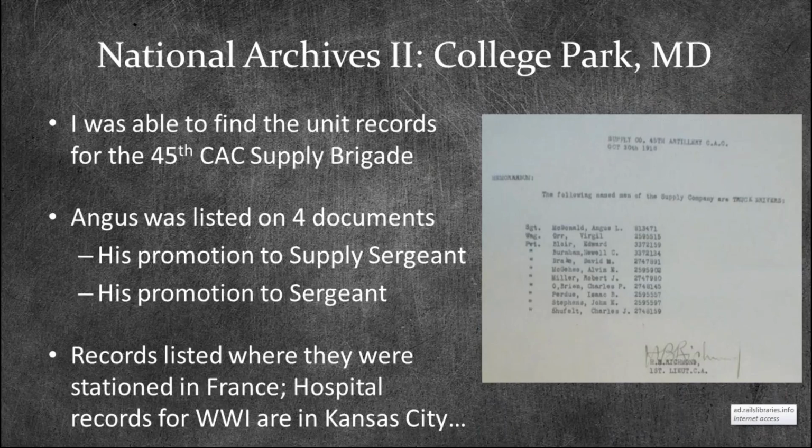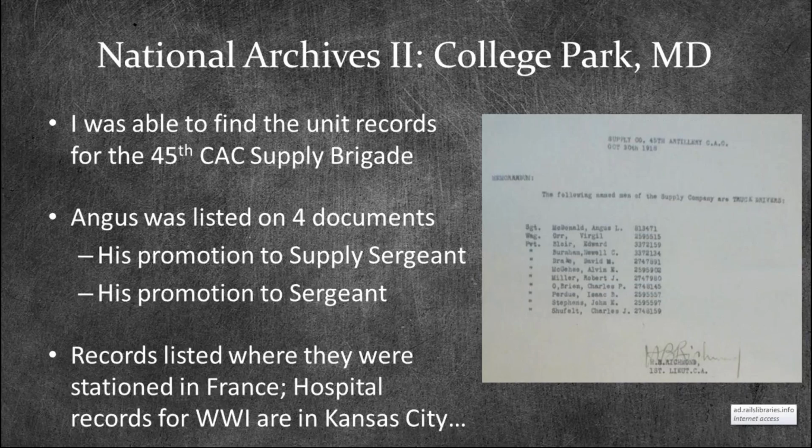Kansas City led me to the National Archives in Washington, D.C. The National Archives 2 in College Park handles, like I said, all of those military records pertaining to units and bases. So the military base records, for Camp Grant, for Fort Screven, would be at the National Archives in Washington, D.C. The unit records were at National Archives 2 in College Park.